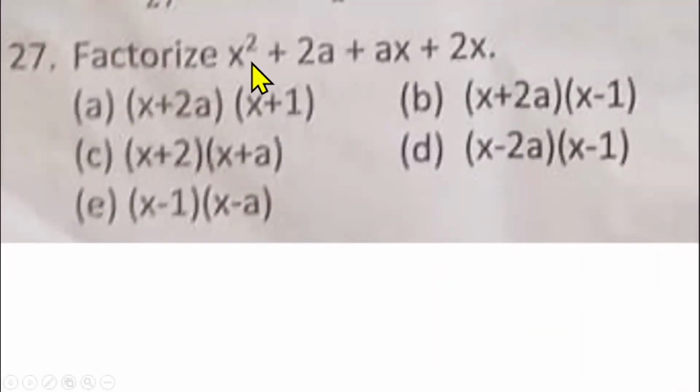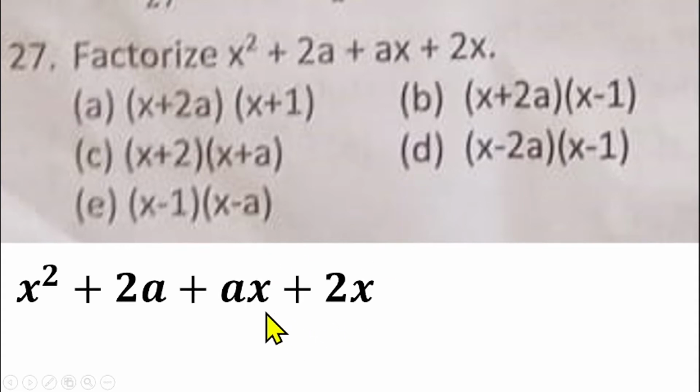Question number 27, we have to factorize this quadratic expression. We have x squared plus 2a plus ax plus 2x. You have to factorize this. Although you have four terms, you can easily factorize it by rearranging. It's not well arranged because between this and this nothing is common, but between this and this something is common. So we can collect like terms. You have a here, you have a here, and 2s here.